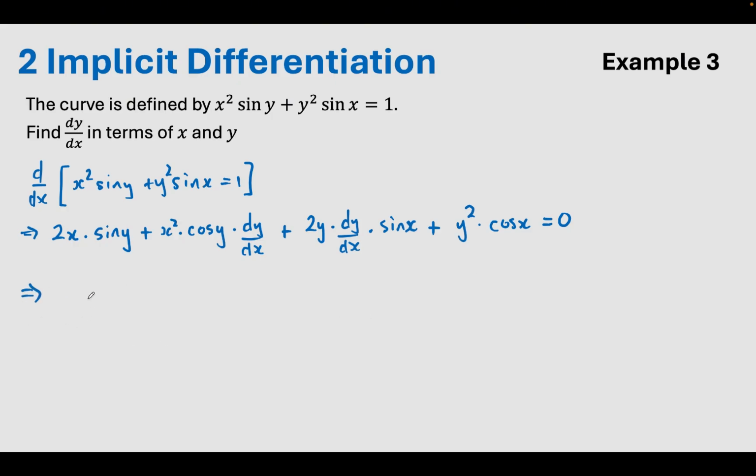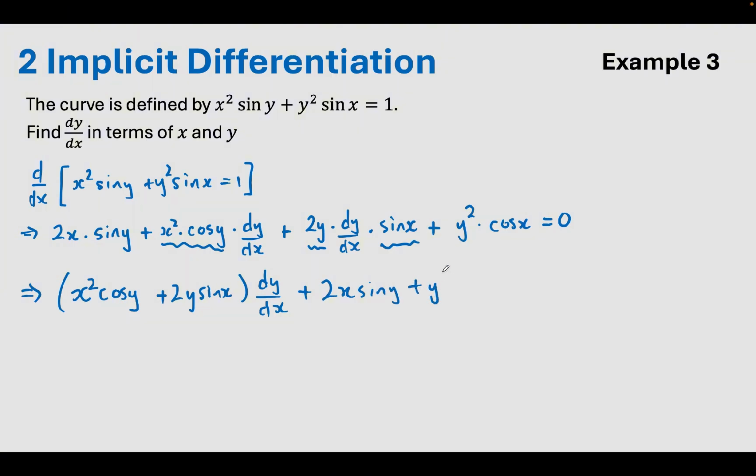Now, like in the previous examples, I'm going to group together all of my dy/dx's. So I've got x squared cos y dy/dx. I've got 2y and sin x. So don't forget it if you write it in this order. So I get 2y sin x, close those brackets, dy/dx, plus I have my 2x sin y plus y squared cos x equals 0.